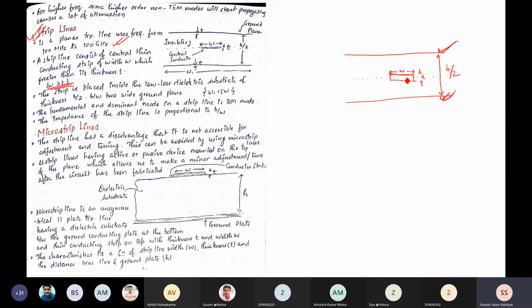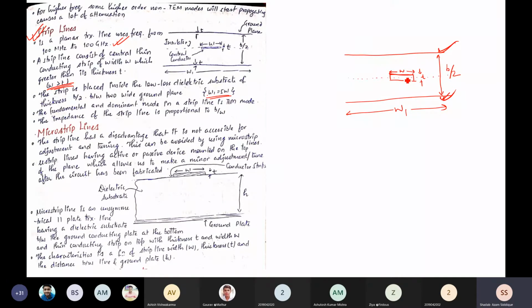It is placed inside a low loss dielectric, epsilon r, also called the substrate, and the distance between the ground planes is indicated by b by 2. The width of the ground plane is indicated by W1, and this should be 5 times the width of the strip.